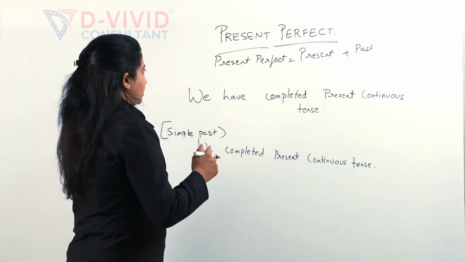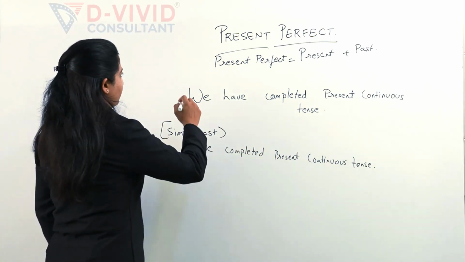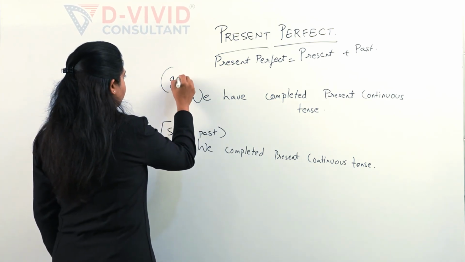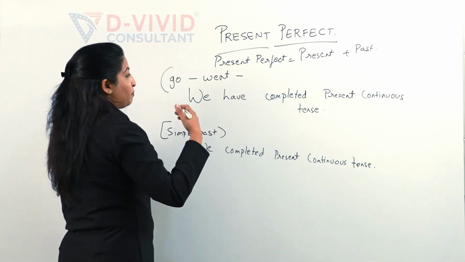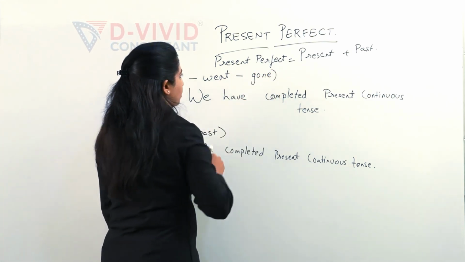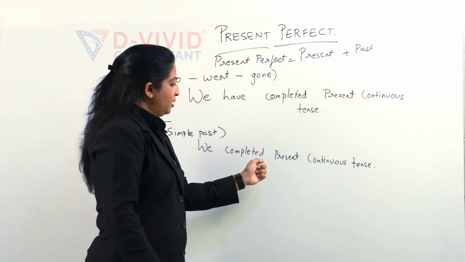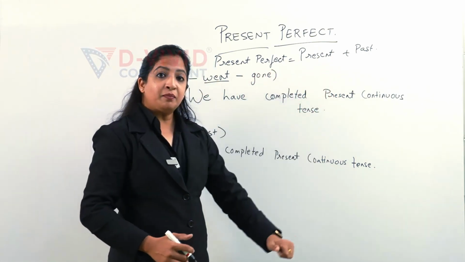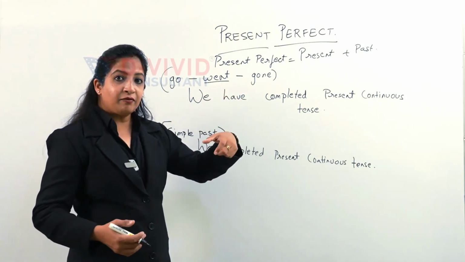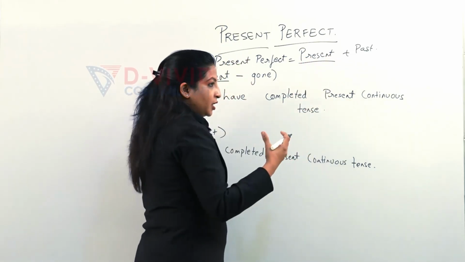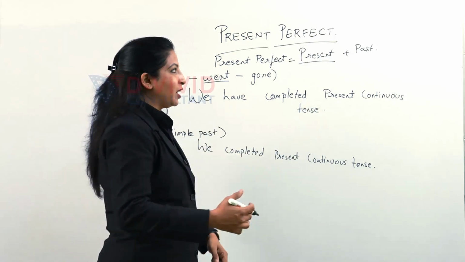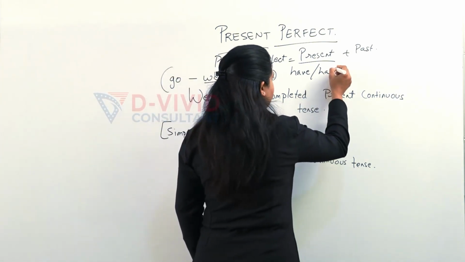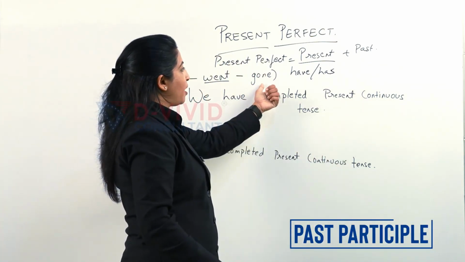Now, before going into that, let me tell you the three forms of verbs that we use. The first form, let's take the verb go. So we have go, the past tense is went, and the past participle is gone. We all know this. In simple past tense, we use the second form of the verb. But in present perfect, do I have to use the second form of the verb? Let us see. The word that represents the present is have and has, and the main verb will be the past participle.